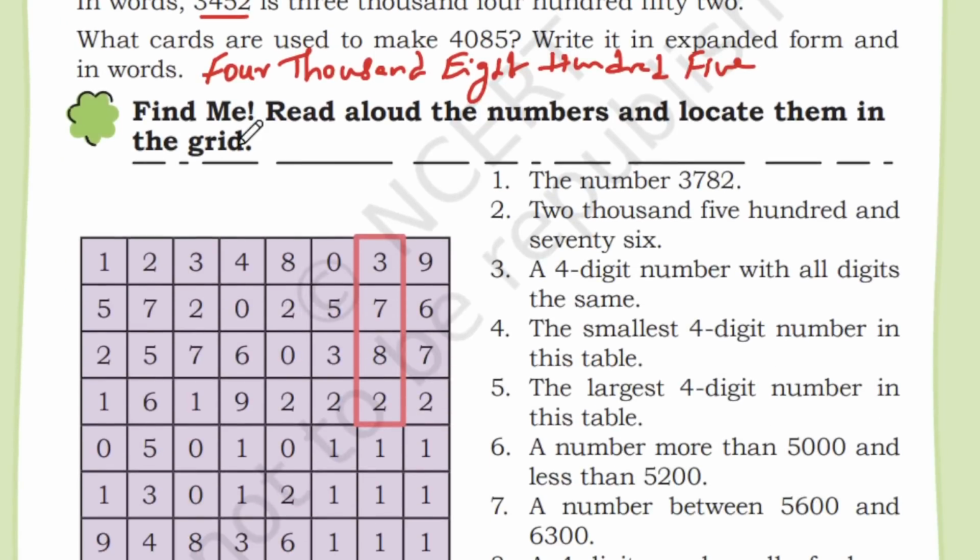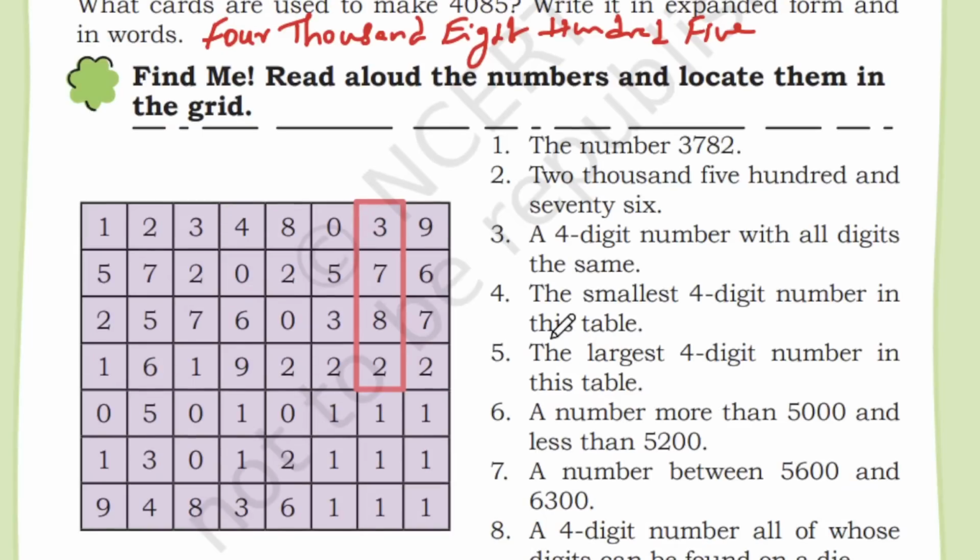Next, read out the number and locate them in the grid. Okay, so this is the activity, students. The number 3,782 is marked. Now find a 4-digit number with all the digits the same. So a 4-digit number should be in thousands, and all the digits are the same. You have to find that number here.